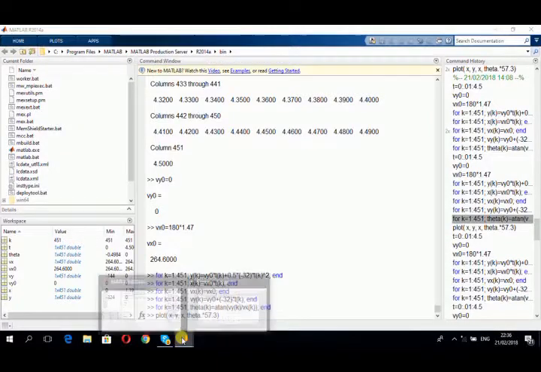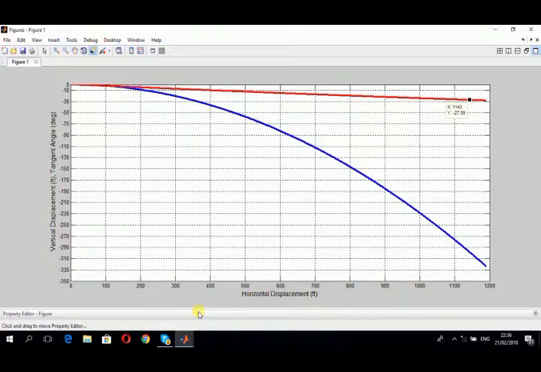Now we move to the plot. You can see here the x-axis representing the horizontal displacement in feet, and the y-axis representing the vertical displacement in feet and tangent angle. The blue curve is the flight path of our projectile. You can use the data cursor to locate any point on this curve to get the horizontal and vertical displacements.